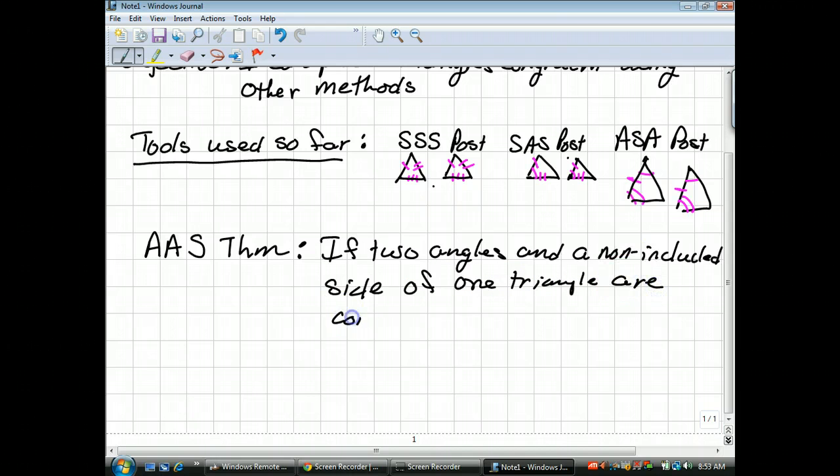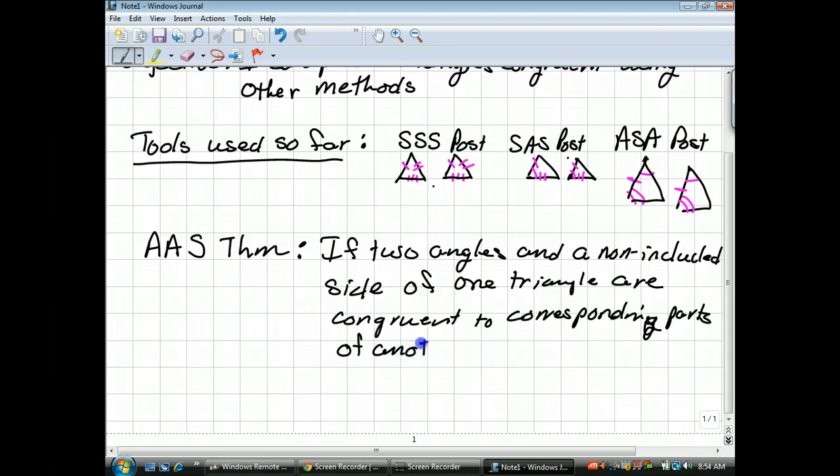are congruent to corresponding parts of another triangle, then the triangles are congruent.